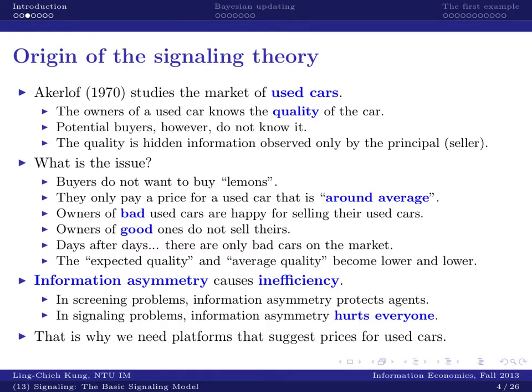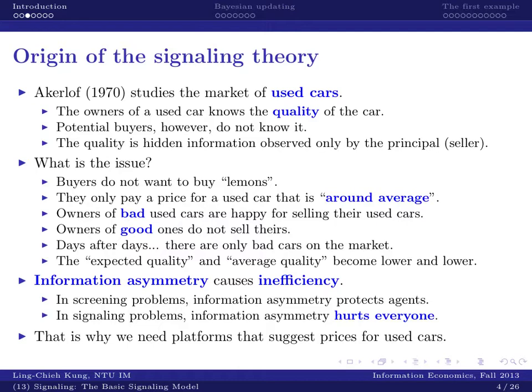What's different here from the past is that when we talk about the screening problem, information asymmetry at least protects consumers, or protects agents. If you are a consumer and your type is public, then you're going to get typically a higher price, right? And that's something not good for consumers. But here, in signaling problems, this information asymmetry hurts everyone. It not only hurts the seller, but also hurts the buyer. It not only hurts the principal, but also hurts the agent.